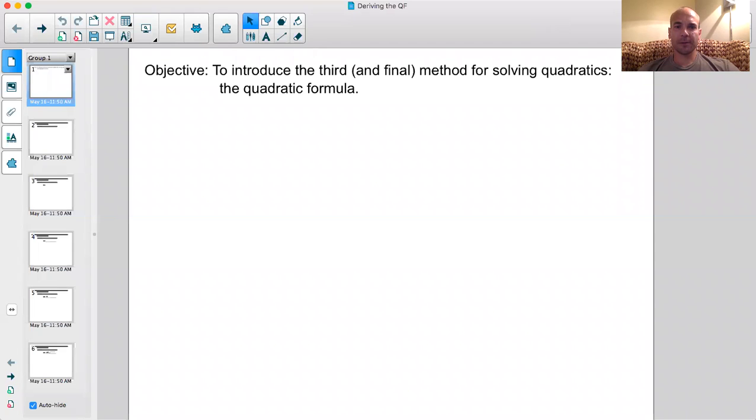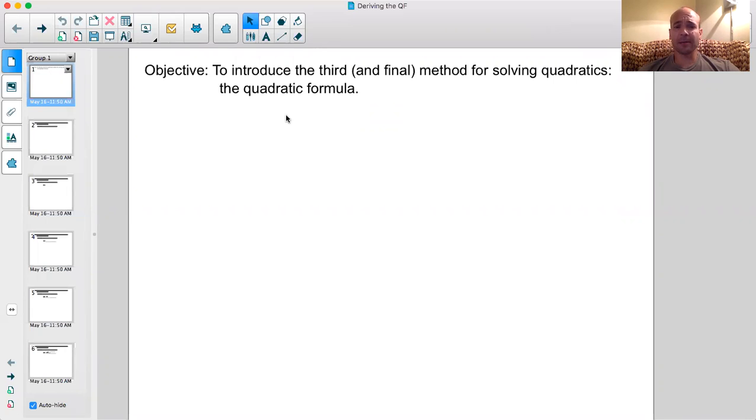In this video, we're going to introduce a third method for solving quadratics. It's the quadratic formula, and we're not actually going to solve any problems in this video. It's just to let you know every single method, every single technique that you're given in math, no matter how complicated it looks, there's reasons behind it.